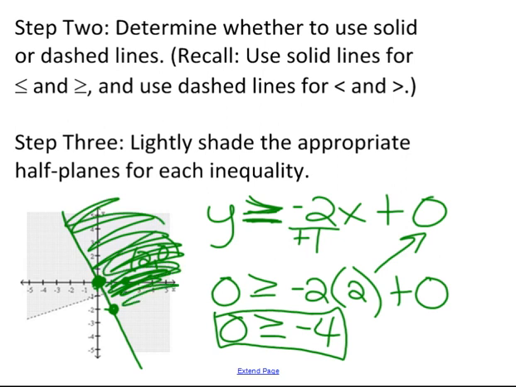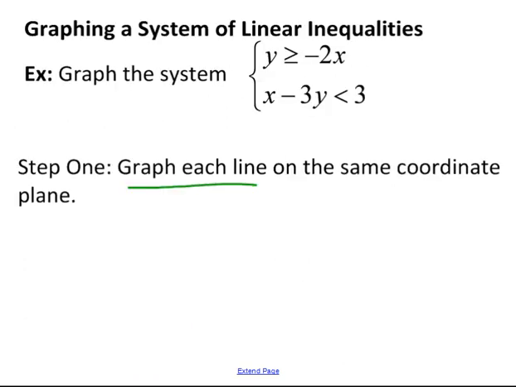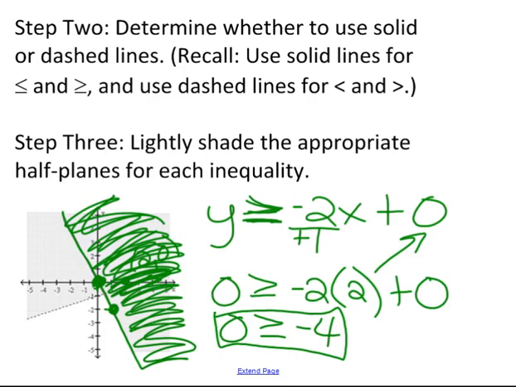Now I'm shading and I can't shade lightly because I'm on the smartboard, but when you shade, you're going to shade lightly. You're going to use a pencil. Make sure you use a pencil for this section with your homework because you are going to have to erase. So make sure you shade lightly. And the other inequality, x minus 3y is less than 3.